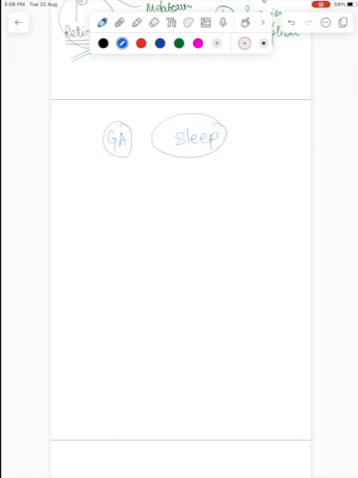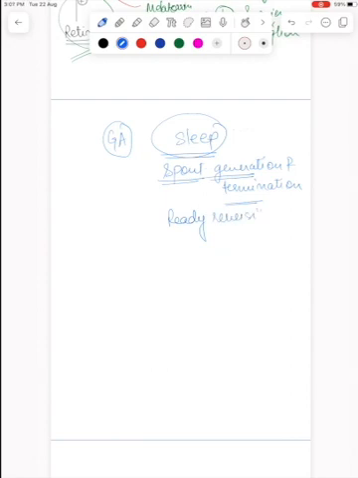For example, a very important aspect of sleep is that it shows spontaneous generation and termination. A person will by themselves go to sleep and then wake up. There is ready reversibility of the sleep state by noxious stimuli. If you pinch someone who's sleeping, they will naturally wake up. And obviously there is homeostatic regulation that is intact during natural sleep.